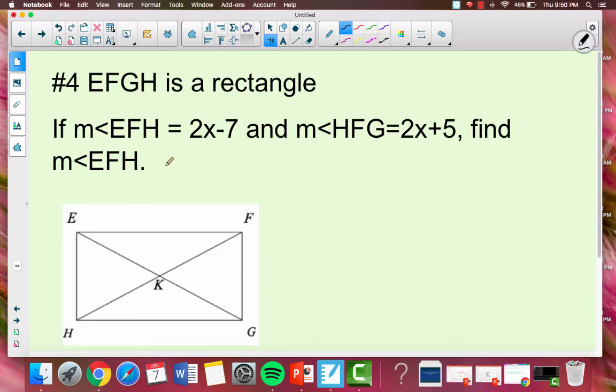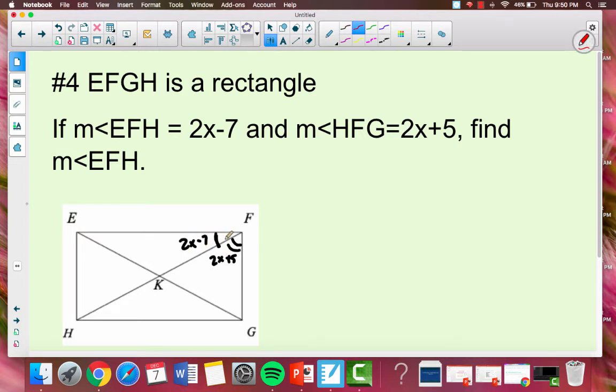So here it says angle EFH. So EFH is this angle here. Okay, it says that's 2x minus 7. And then it says HFG. So HFG is this angle here, is 2x plus 5. And they want us to find what EFH is. Okay, so they're looking for the top angle.